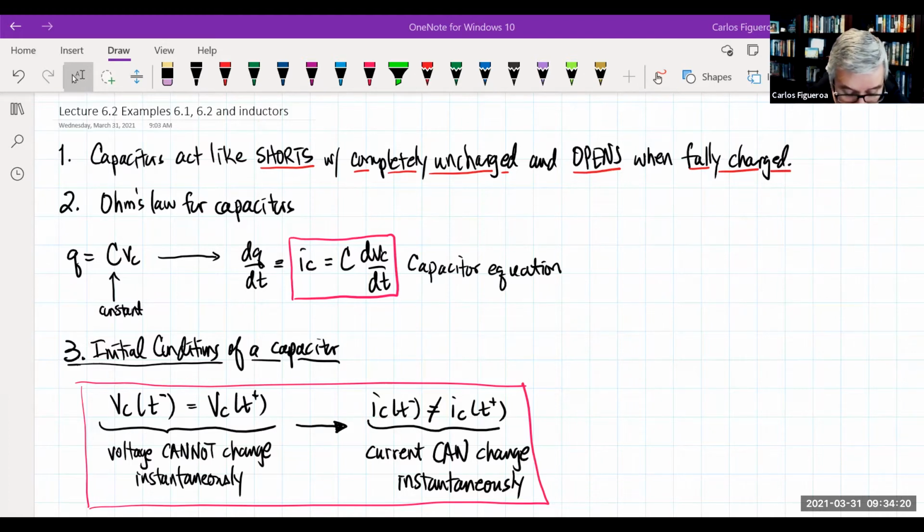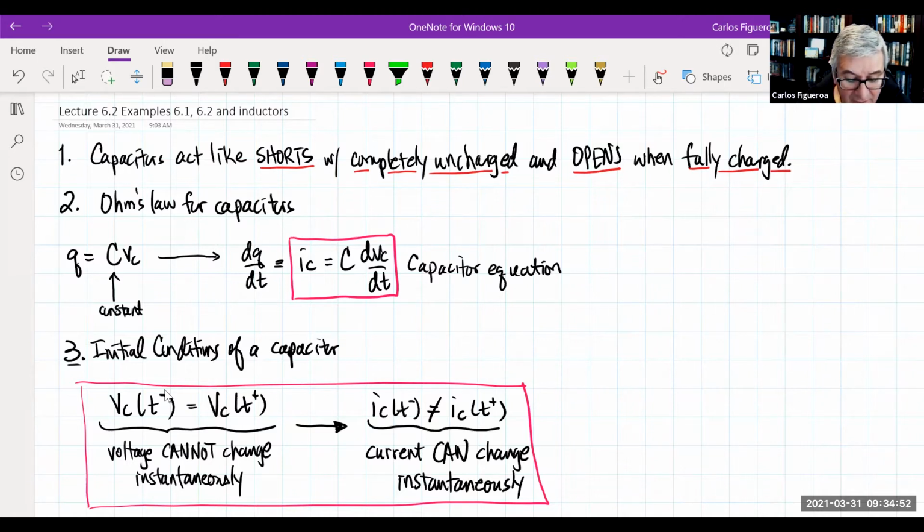that the three things I really want you to know is that capacitors act like shorts when they're completely uncharged, and they act like an open circuit when they're fully charged. So I can literally replace a capacitor by a short at t equal to 0 plus, and I can replace the capacitor at t equal to infinity with an open, and then do calculations.